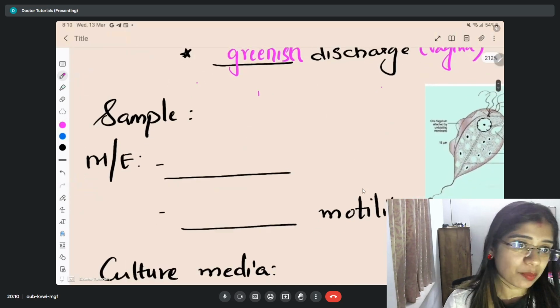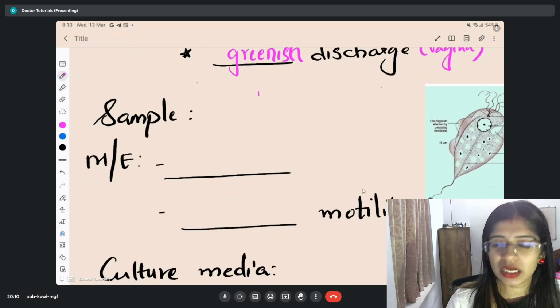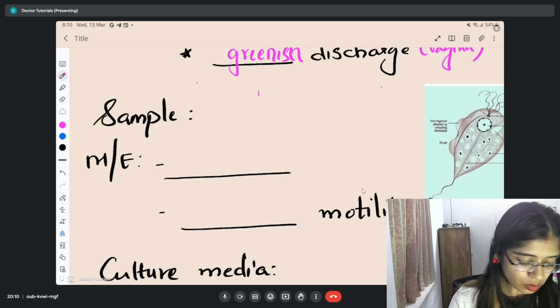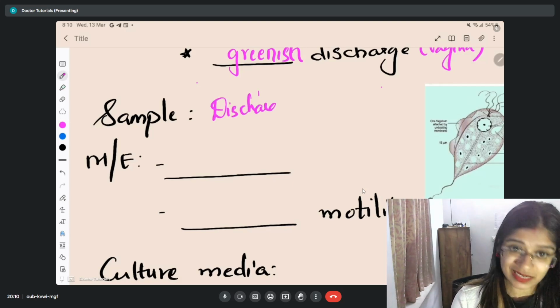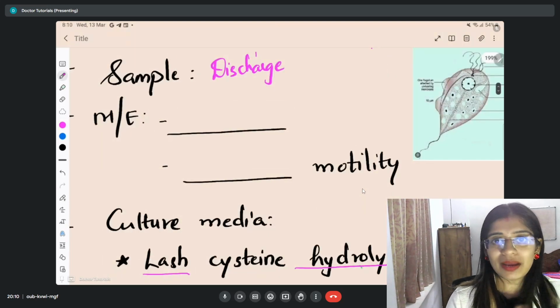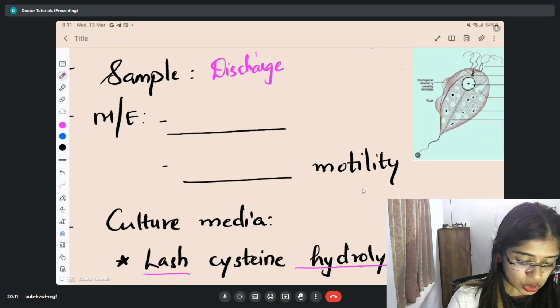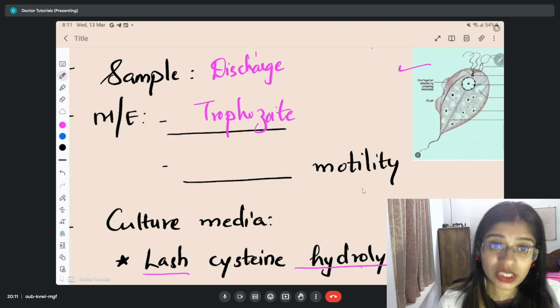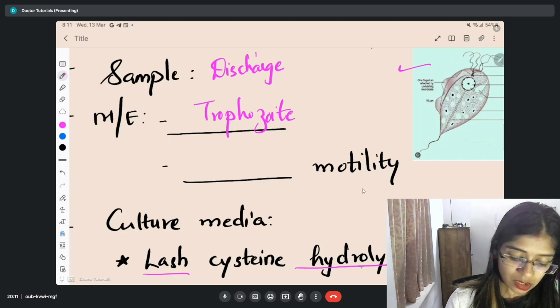Okay, so what is the sample? So if a lady comes to you and says that she has greenish discharge per vagina, what will your sample be? Good. It's gonna be the discharge. Okay, so you collect the discharge from the vagina. We call it a pap smear. Now in microscopy, if you take the discharge and see it under the microscope, what you see is, I told you this parasite has got only the trophozoite form. So you see the trophozoite of this parasite under microscopy.